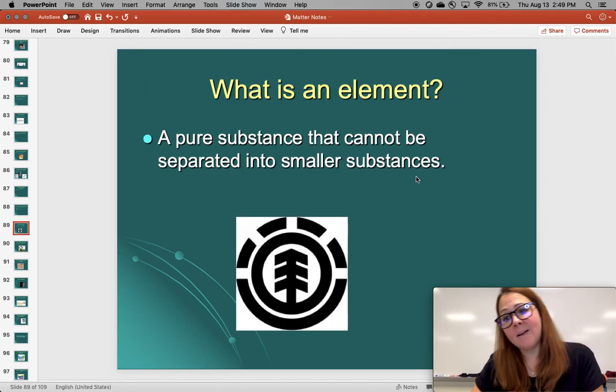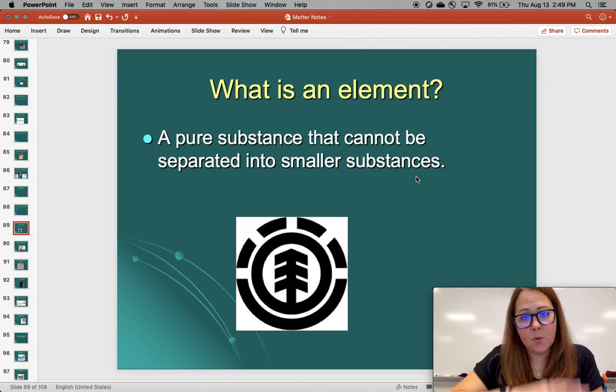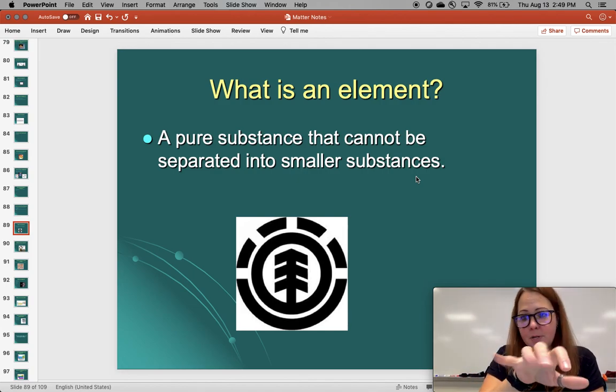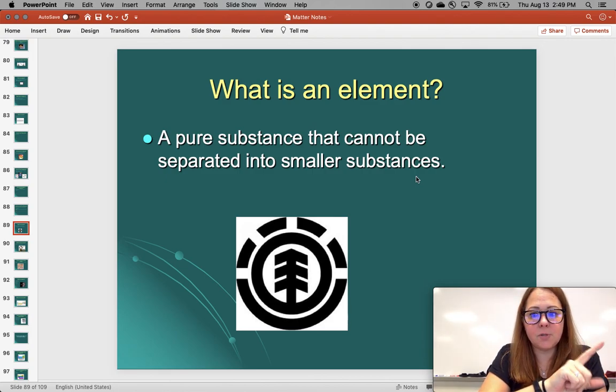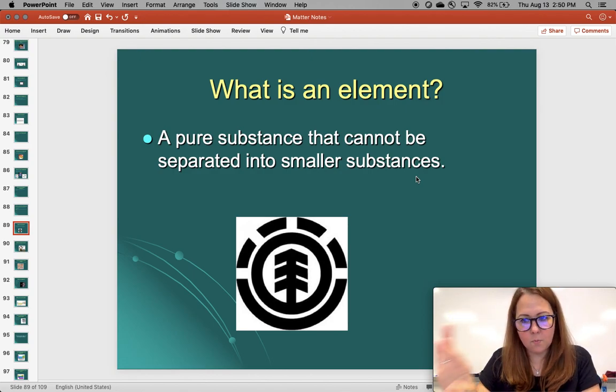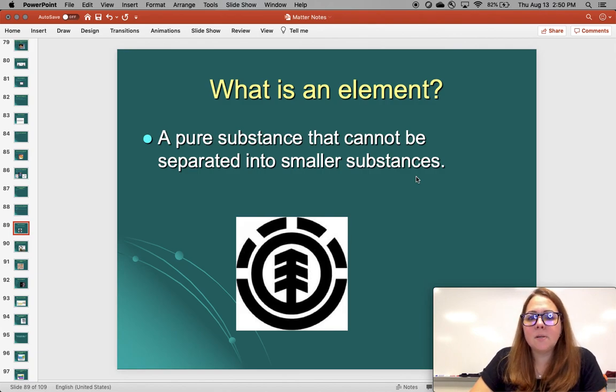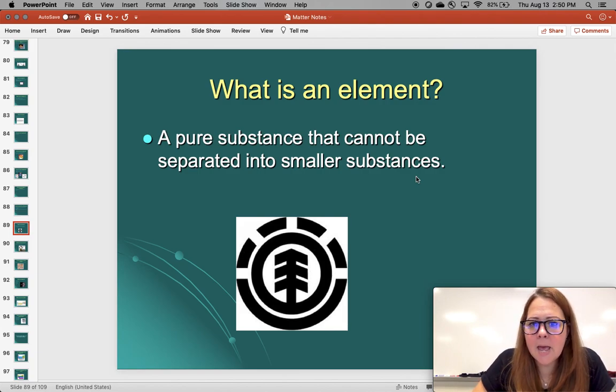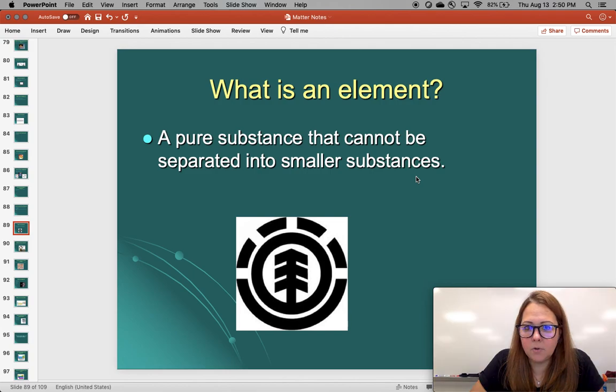Okay, back to the pure substances. So we took our matter, we broke it up into two categories. We had mixtures on one side, the two different types of mixtures, homogeneous and heterogeneous. Now we're on pure substances, so we're back to the other side. A pure substance is an element or a compound.